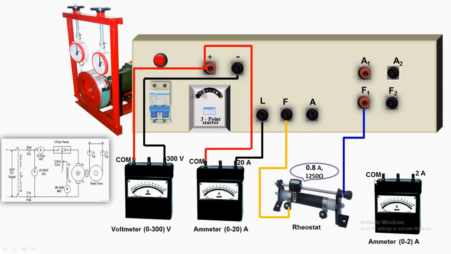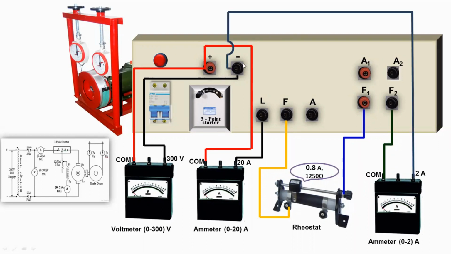Then F2 to ammeter positive. This ammeter is for measuring the field current. Ammeter negative is connected to supply negative. That is, the ammeter 2 ampere is connected to supply negative. Then starter terminal A is connected to armature terminal A1. Then armature terminal A2 is connected to supply terminal negative. This is our connection. After completing this connection, once again check the connection.